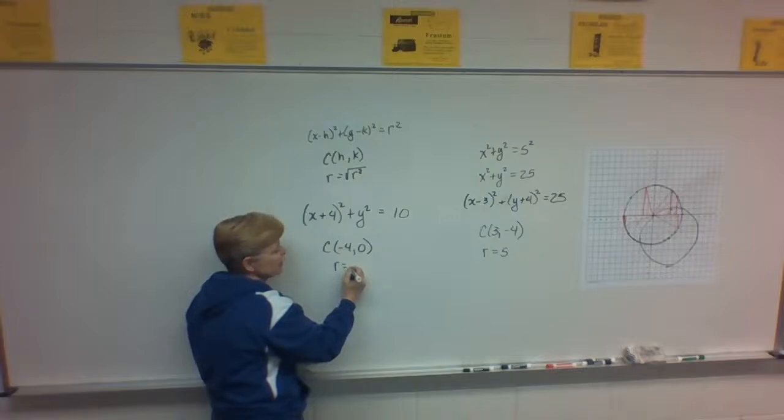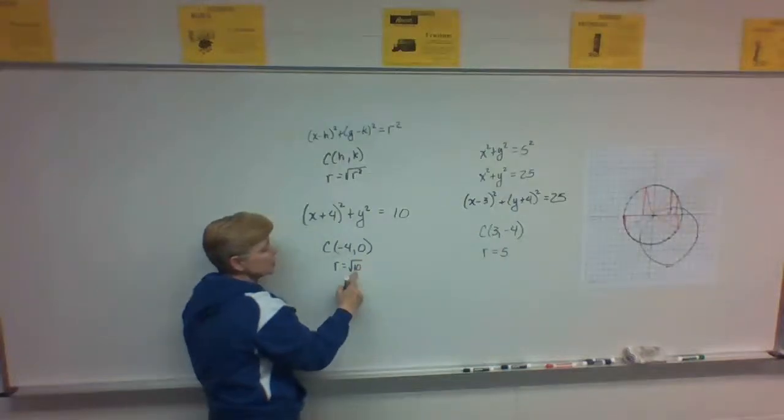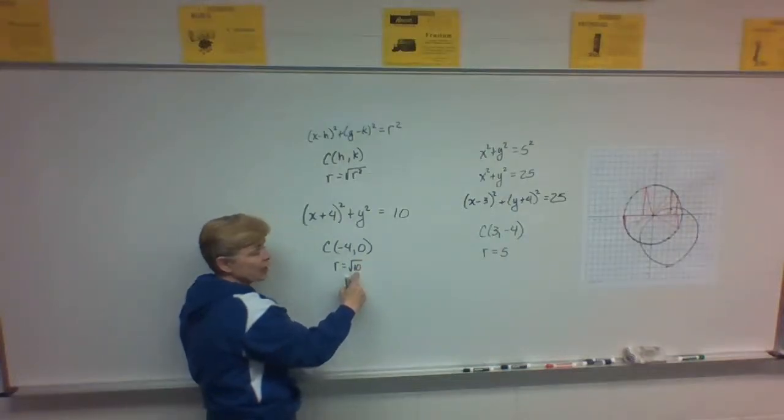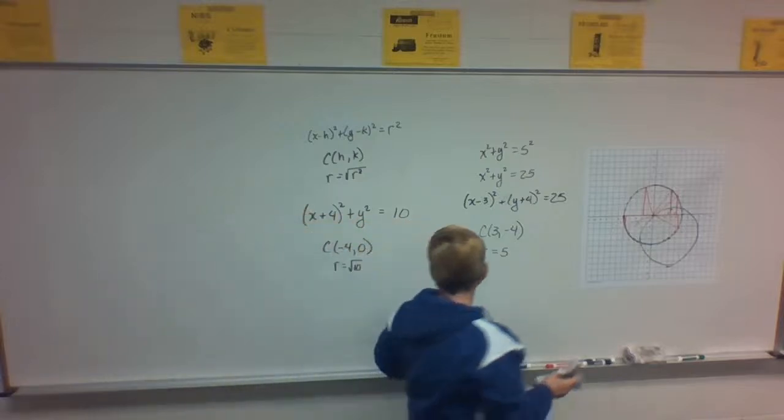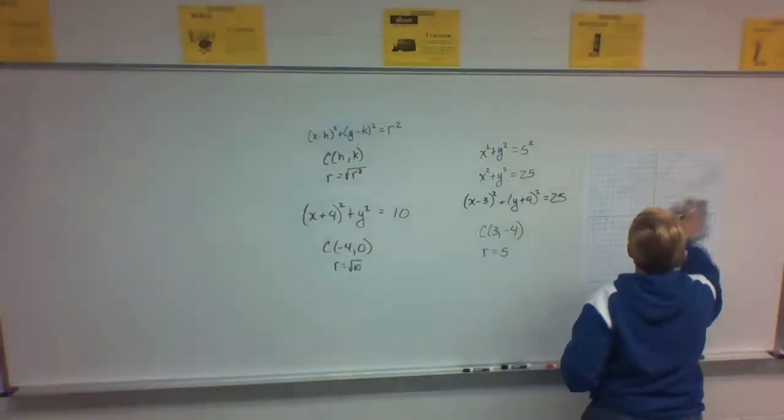It's better to just write it like this. The radius is the square root of 10, which is ever so slightly more than 3, because the square root of 9 would be 3, right? Okay, so if you were given this and it said graph it, you would first find those two things.